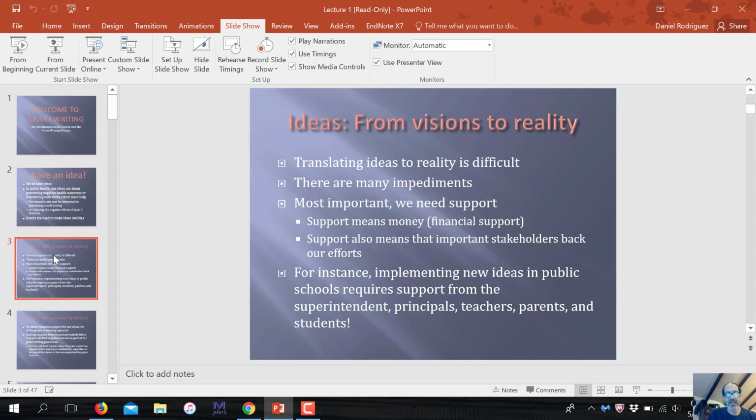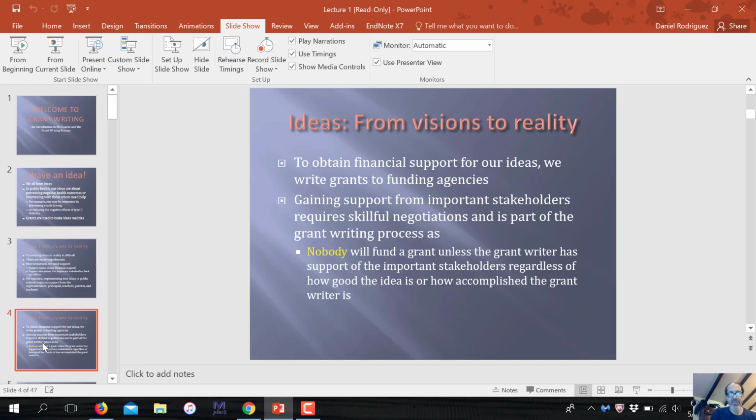But the problem is that translating ideas from just some mental conception to an actual plan requires money and support from important stakeholders. So, for instance, if I want to implement a new treatment to help low-income individuals get fed during the coronavirus, first I have to have money to buy food, and then I have to have support from the stakeholders to deliver the food to the people who need it the most. So you need support from the stakeholders, but you also need grant money.